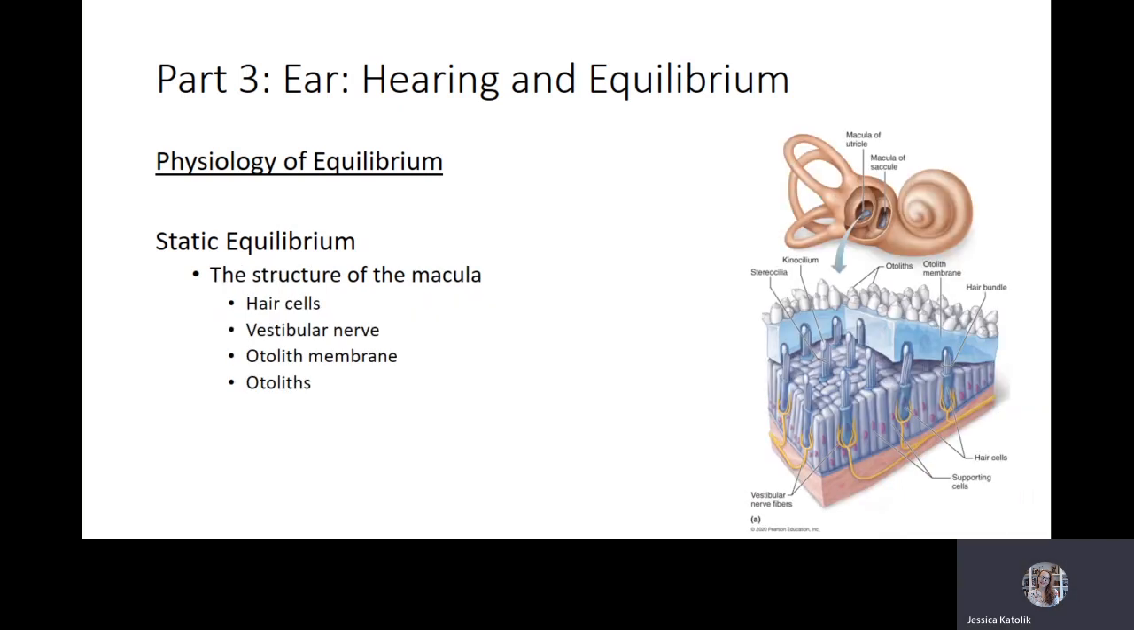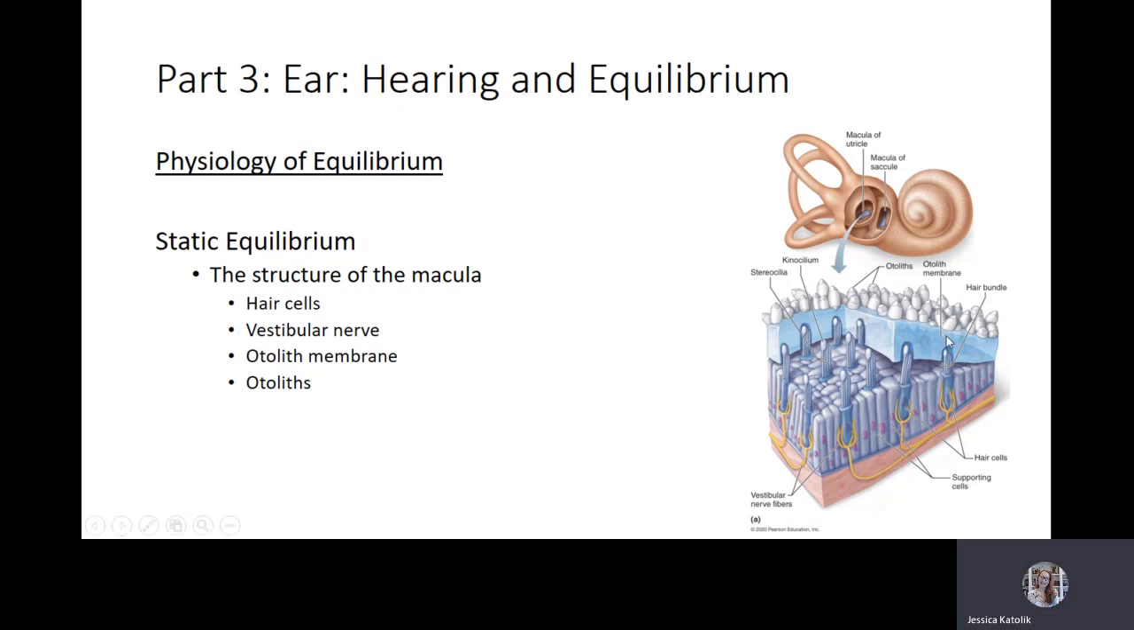So just a little bit of a review of the structure of the macula. The utricles and saccules are going to be found in the vestibule of the inner ear. And there are going to be these specialized patches of membrane called the macula, or maculae if we're talking in plural, that are found within the utricle and saccule.